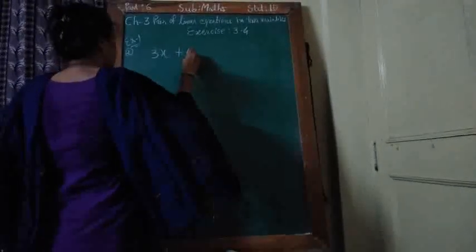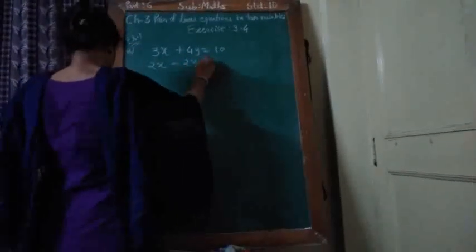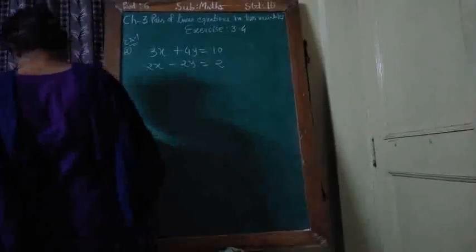There are total, I think, 4 sub-examples. Second one: 3x plus 4y is equal to 10. And second equation, 2x minus 2y is equal to 2. Okay?